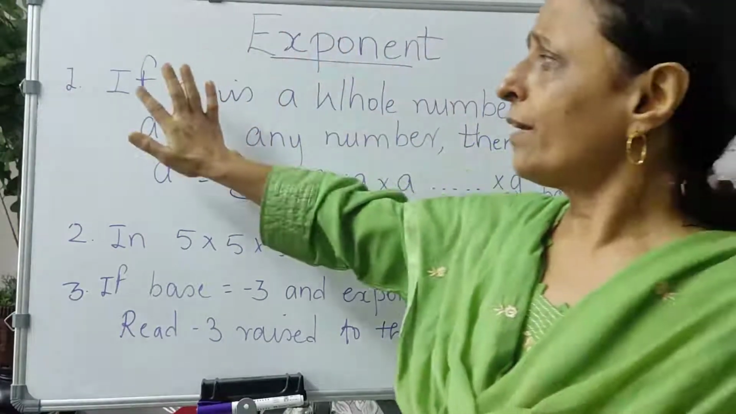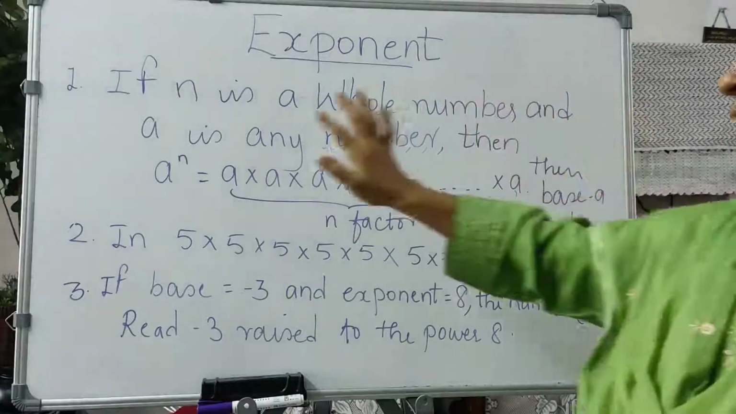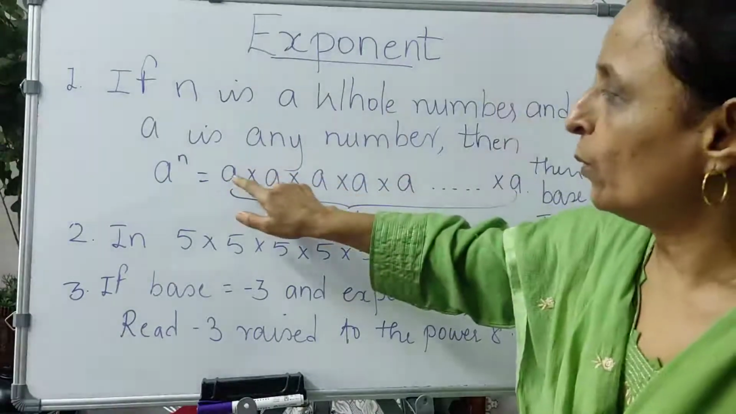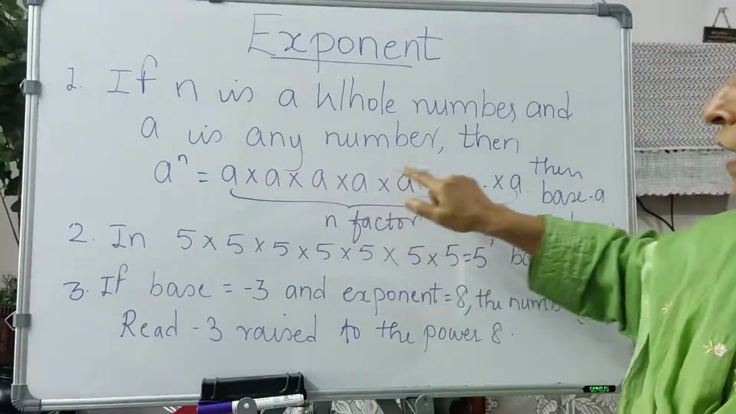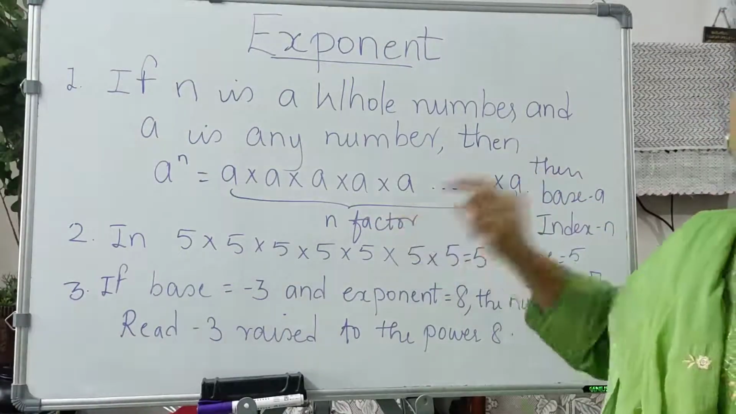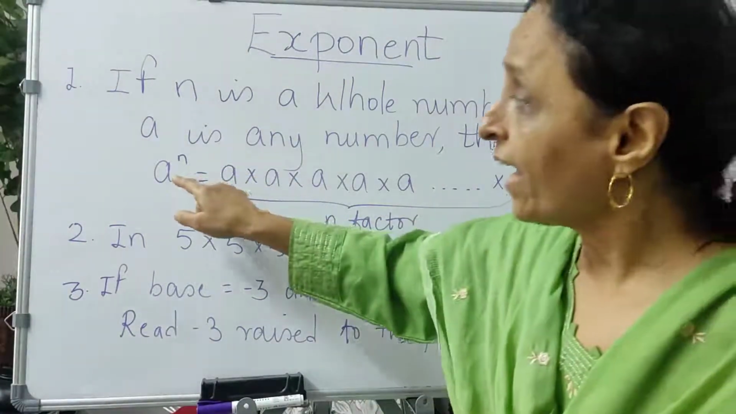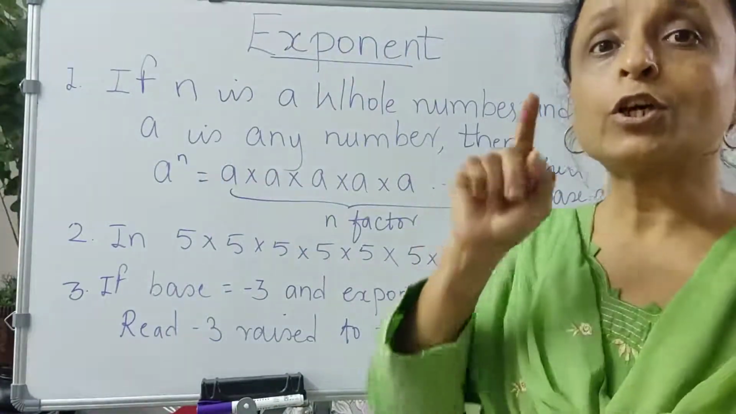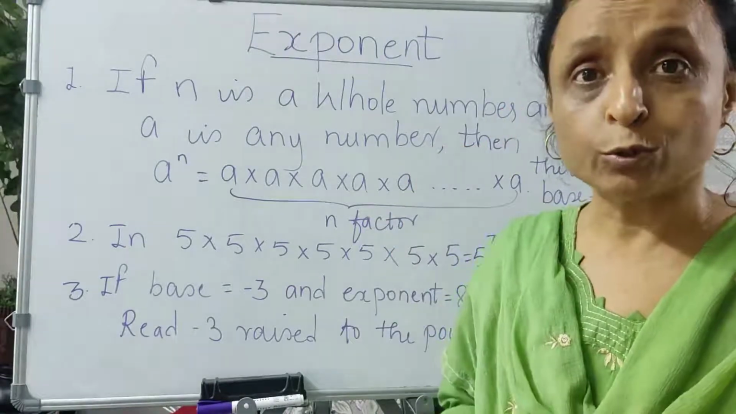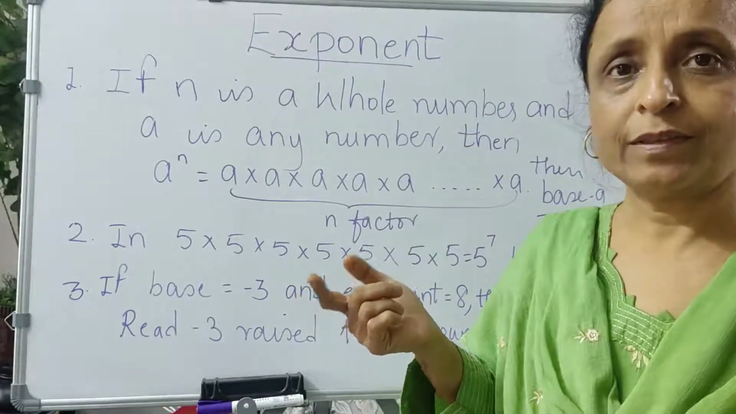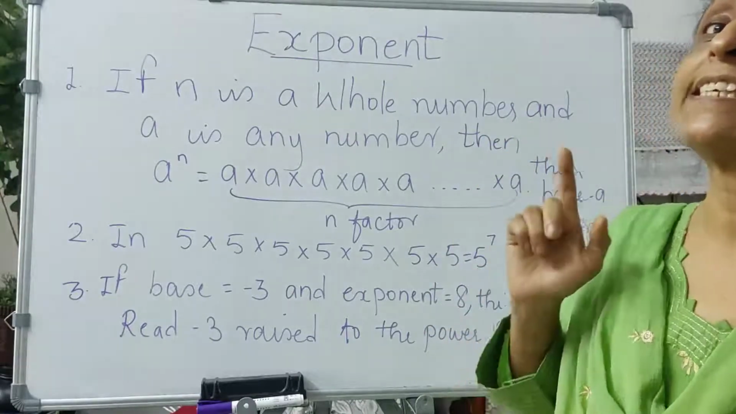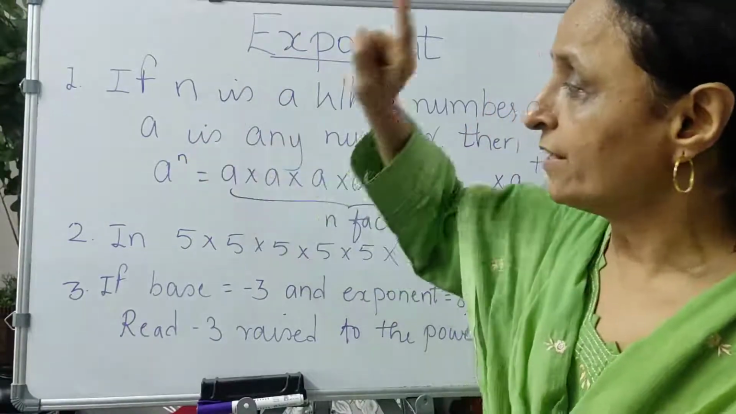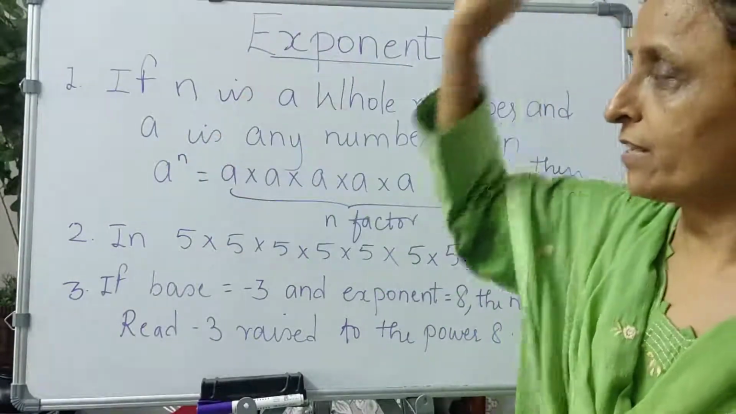Now if n is a whole number and a is any number, then a raised to n is equal to a into a into a into a into a, n times. So a is the base and n is the exponent. You call it the index also, and power. And the plural of index is indices. So here a is the base, n is the power, the exponent, the index.